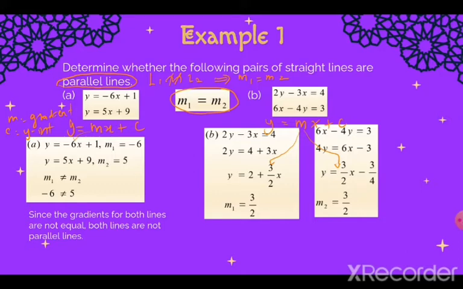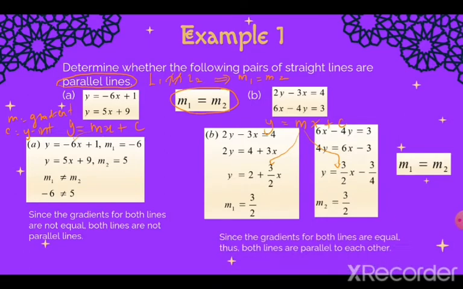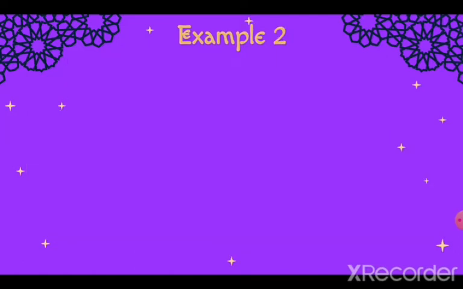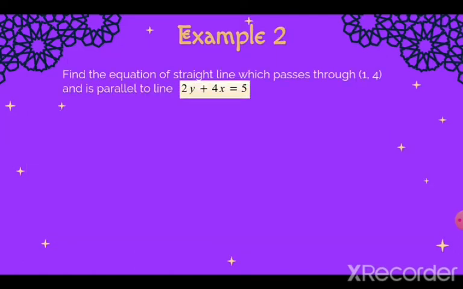Okay, are both gradients equal? m1 is 3 over 2, m2 is 3 over 2. So of course we say that m1 is equal to m2. Thus, since the gradients for both lines are equal, both lines are parallel to each other. Okay, simple, right? For this question, simple. Okay, let's look at example 2.